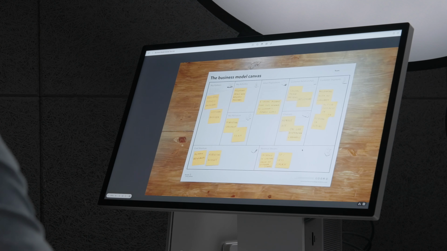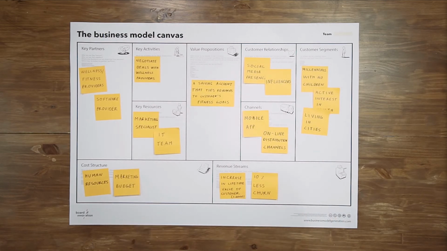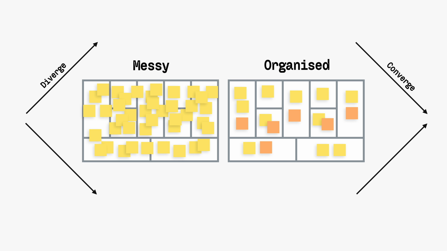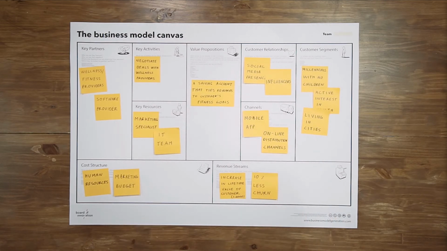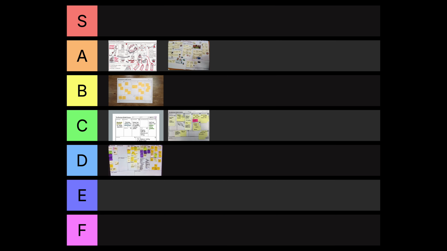Here's a pretty standard example of what most people's business model canvases look like. And it's not bad. It's pretty refined. So I say they've spent that time in that second phase of convergence to be able to make it more clear and organized. But still, there's no pictures. They haven't used color coding. But it's not bad. So I'm going to put it in C tier. Now I'll put it in B tier.